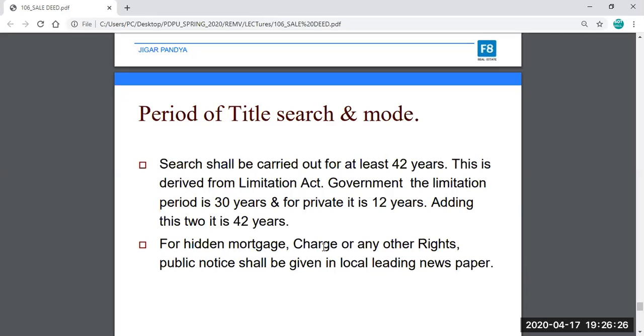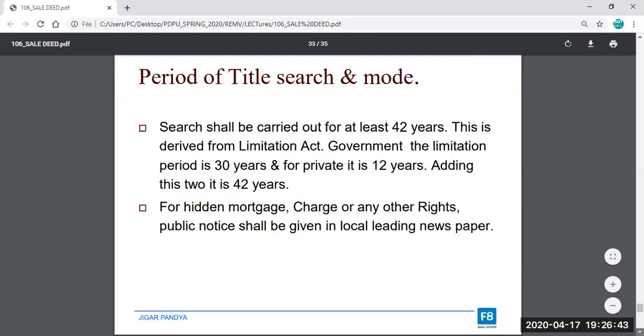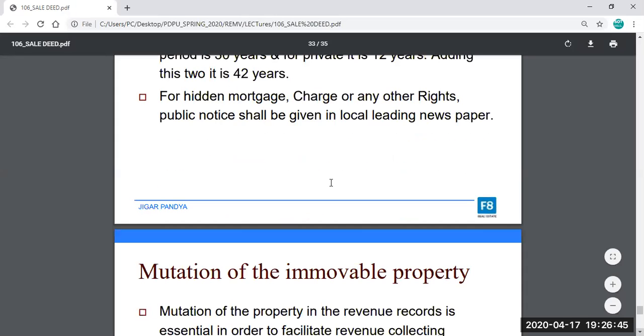Usually you give a public notice and wait for 14 days for people to claim their charge. And what we mean by hidden charge of mortgage is that sometimes even the vendor may not be aware of certain charges, if he or she himself has bought a property which has a defective title.